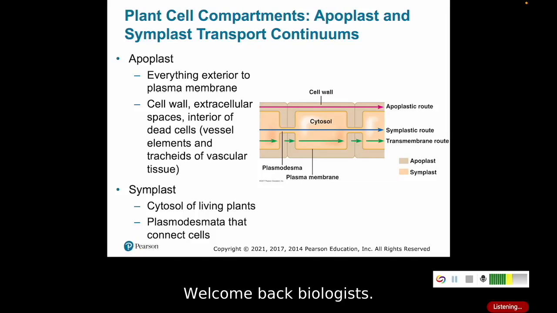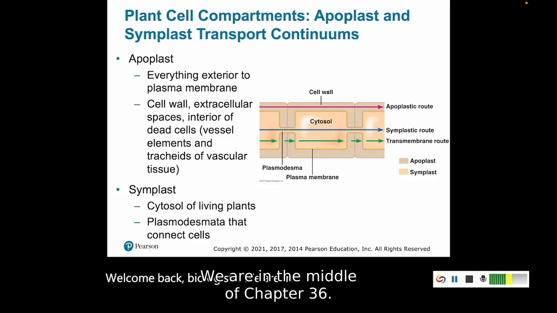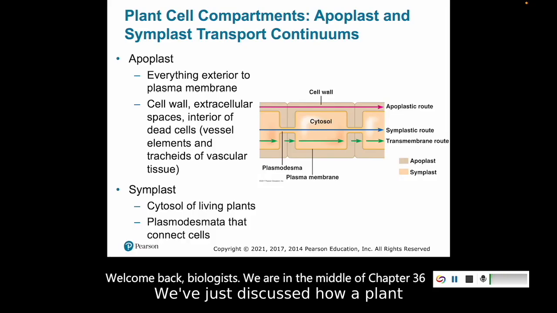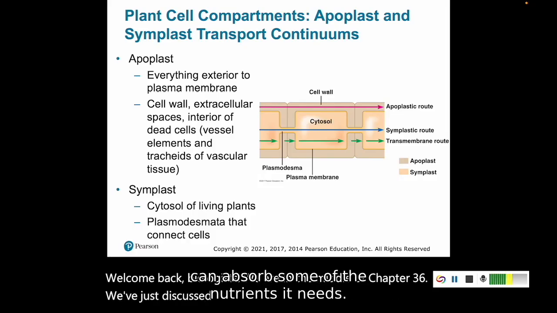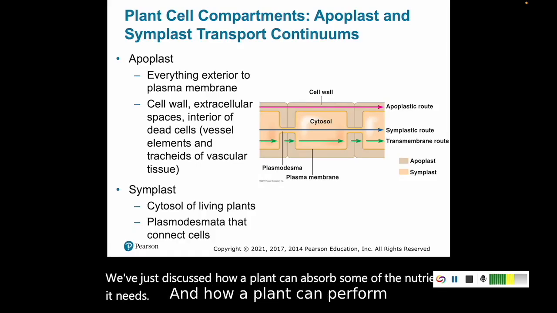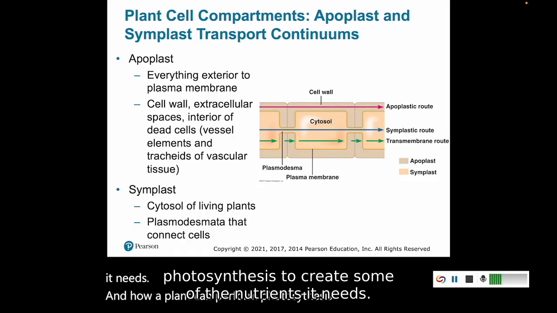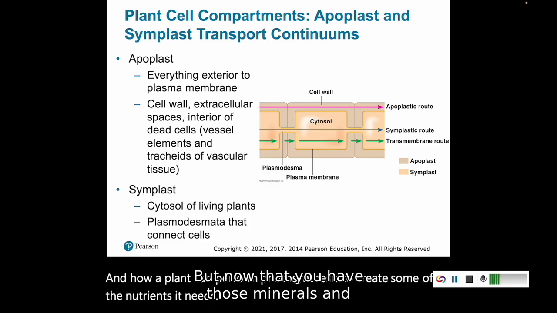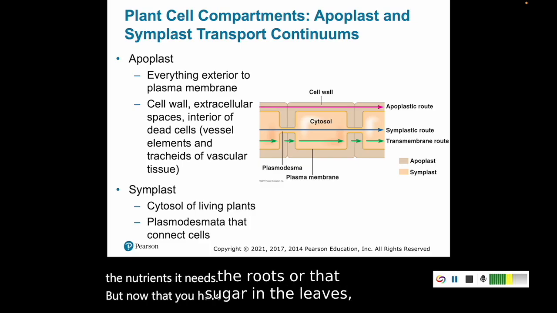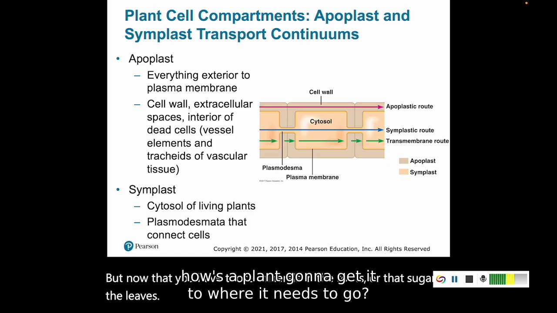Welcome back, biologists. We are in the middle of chapter 36. We've just discussed how a plant can absorb some of the nutrients it needs and how a plant can perform photosynthesis to create some of the nutrients it needs. But now that you have those minerals in the roots or that sugar in the leaves, how is a plant going to get it to where it needs to go?